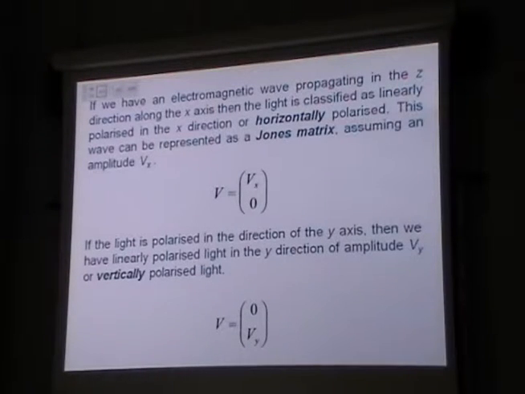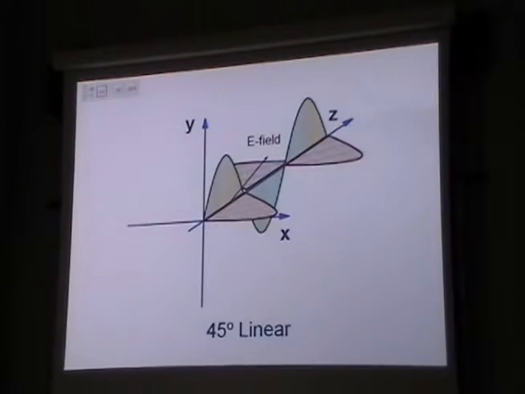And are really quite useful, but not for me. For instance, I can represent 45-degree linear, where the electric field is tilting out from the axis like this, by essentially a component of the vertical and a component of the horizontal. To get 45 degrees they have to be the same amplitude, and therefore I get this nice sum of the two, which represents the 45 degrees linear state. And if the world was linear, it would be lovely.